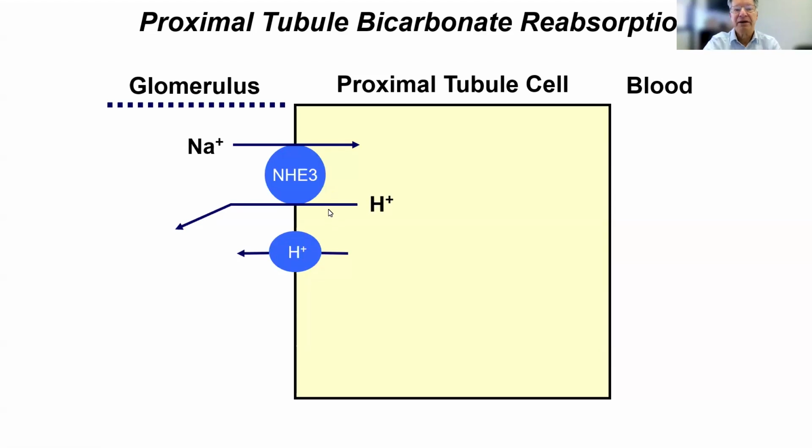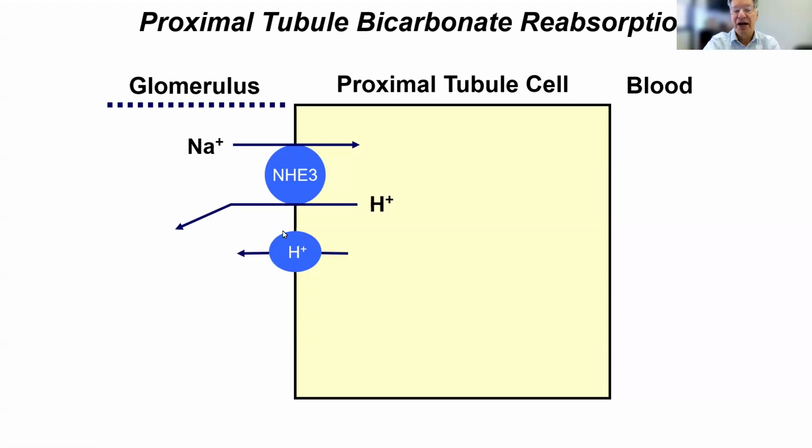So the first thing that you have to know is that there's a protein on the apical membrane of all mammalian proximal tubule cells called NHE3. It stands for sodium hydrogen exchanger 3. There's a whole gene family of sodium hydrogen exchangers, and the one in all mammals is NHE3, and it absorbs one sodium ion and secretes a proton.